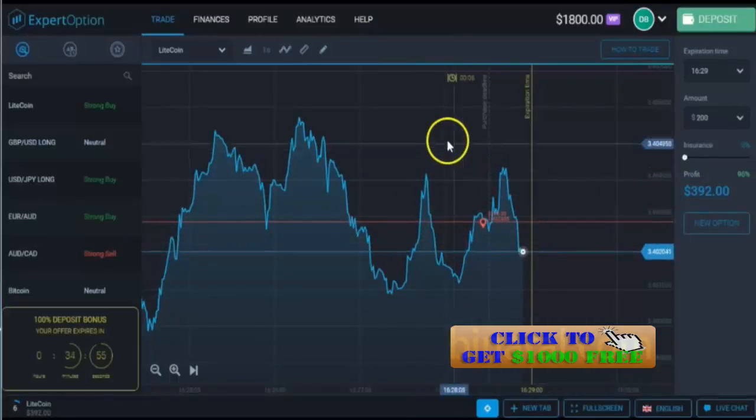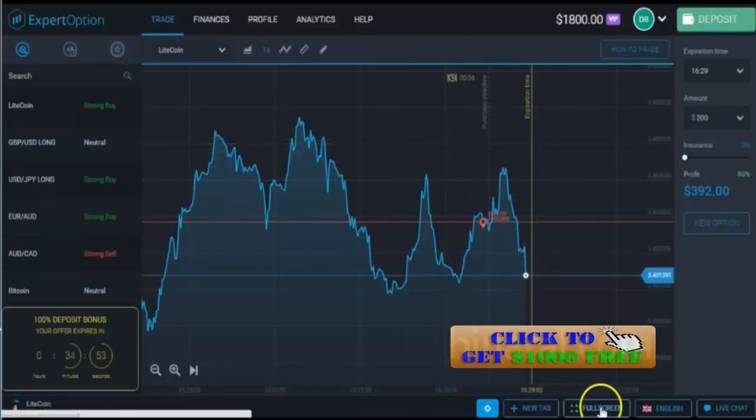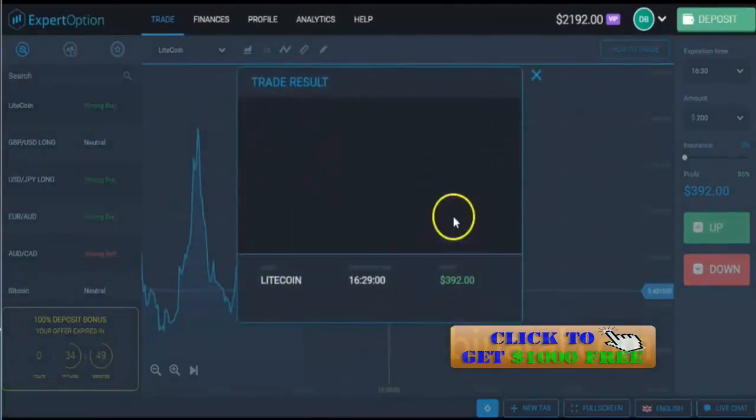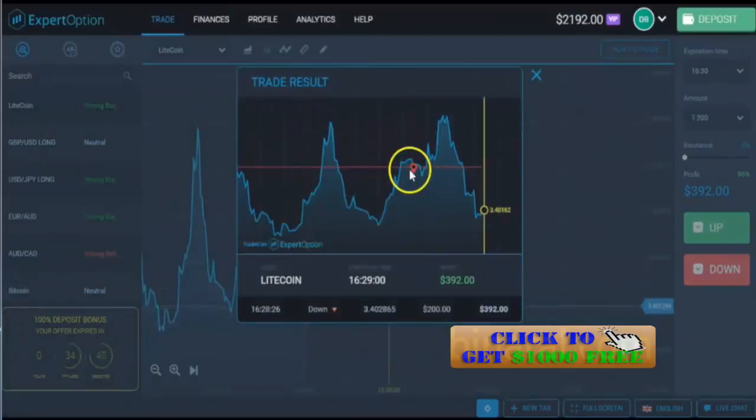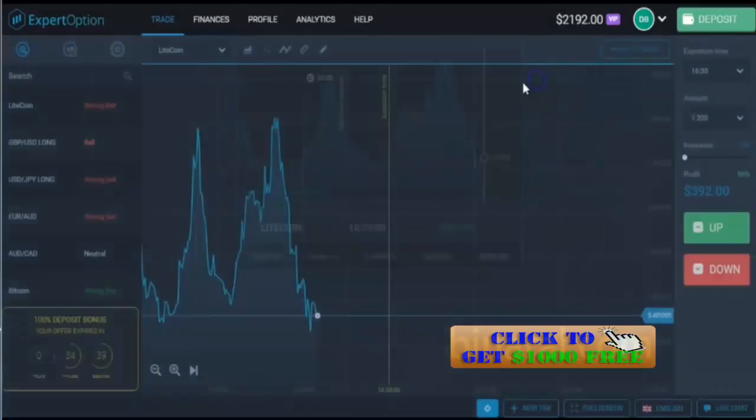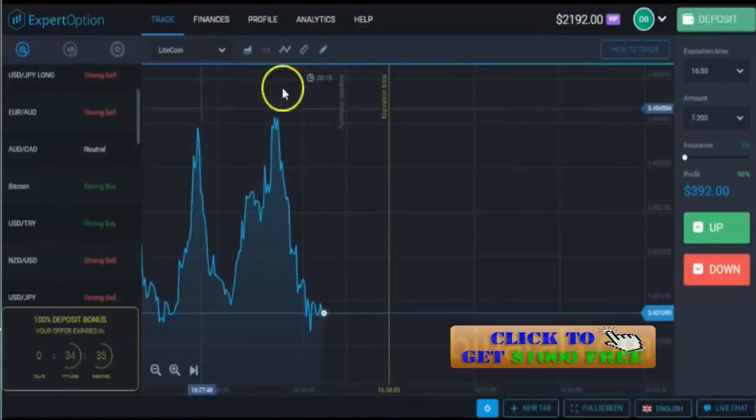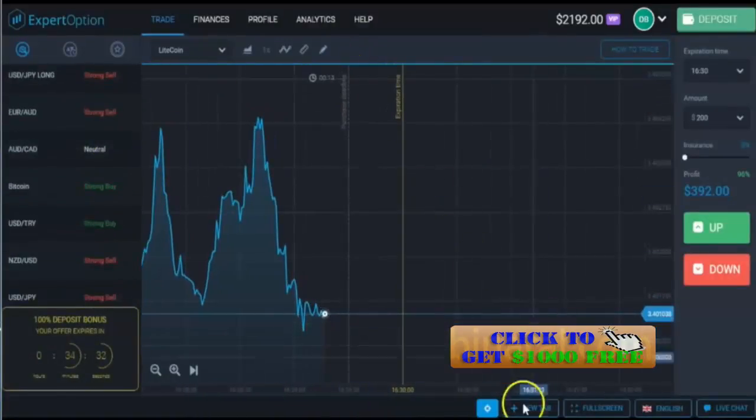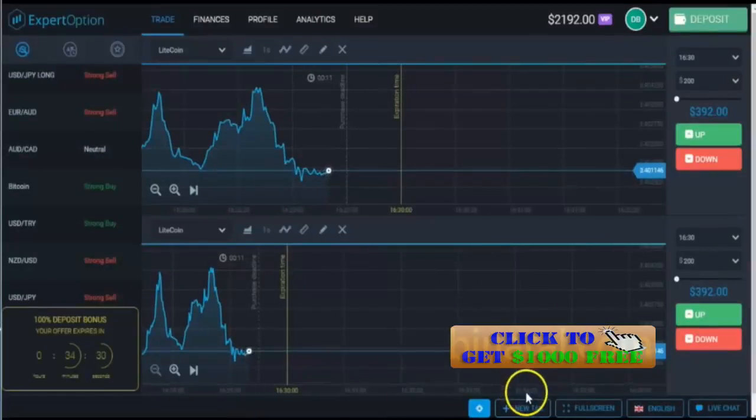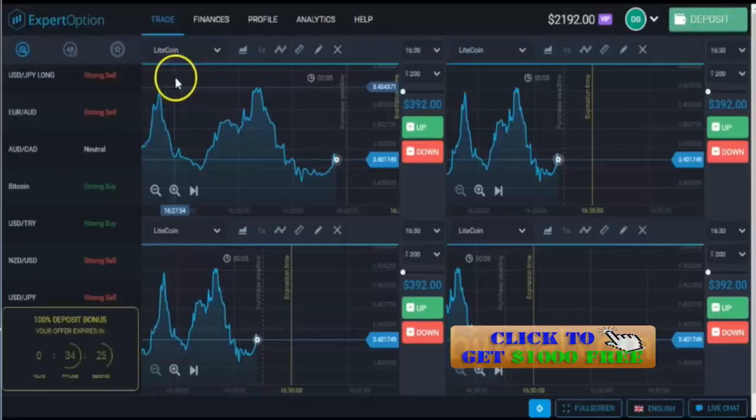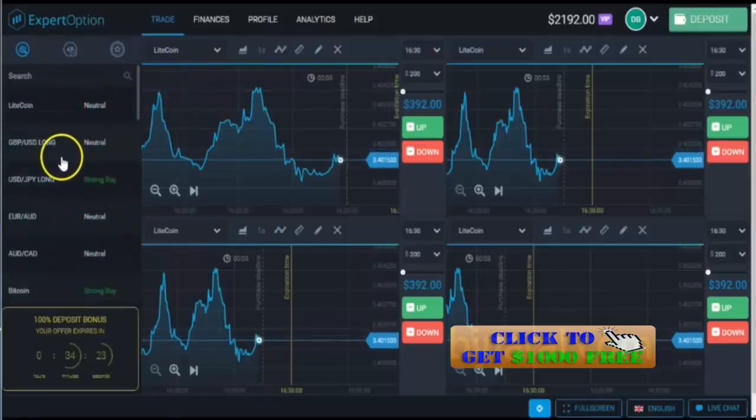So here you see I can have more than one currency pair graph in my account. I will do that next time. You see I made a bet of $200 and I have won $392. Okay, I will open another 3 charts, right? Let's see what we can find here.